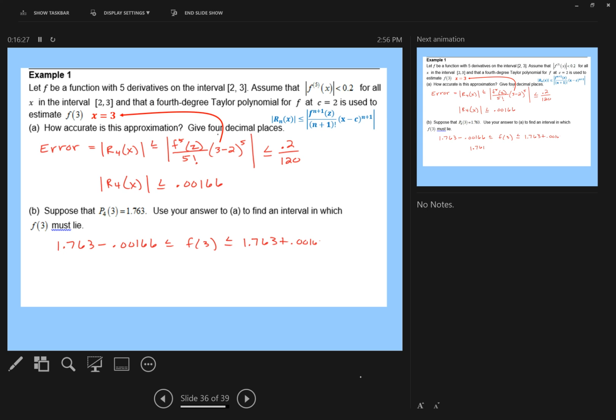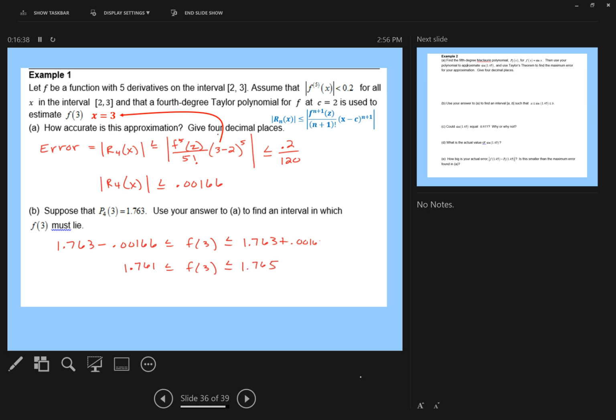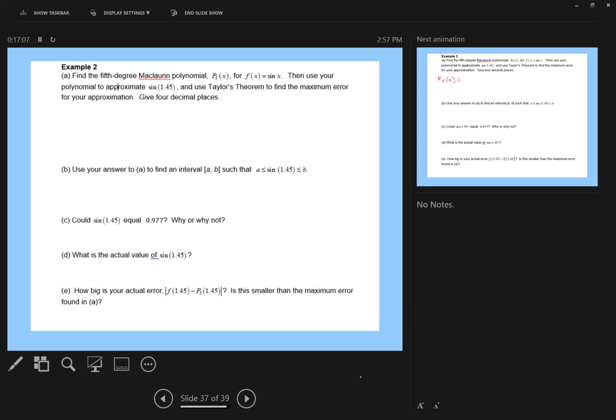Why am I doing it differently than the alternating? Because number 1, they told me to. And number 2, I don't know that this is alternating. And then if I wanted to simplify, basically I'm saying that f of 3 is between 1.761 and 1.765. So it's very similar to the alternating, but it's not exactly the same. We're going to practice some more, but that's the general way we do it. Very similar. It's just that I have to always consider what's the maximum next derivative. Okay, so far? All right, look at my next one.